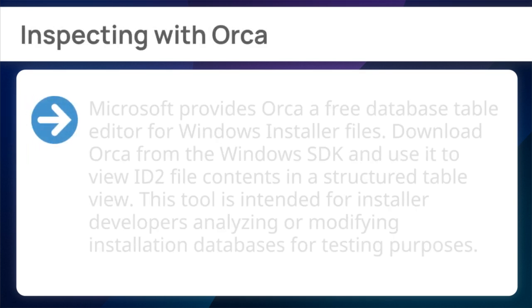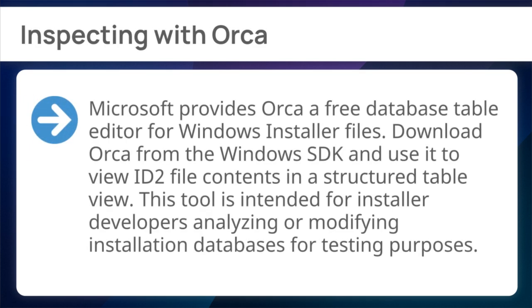Next, inspecting with Orca. Microsoft provides Orca, a free database table editor for Windows installer files. Download Orca from the Windows SDK and use it to view ID2 file contents in a structured table view. This tool is intended for installer developers analyzing or modifying installation databases for testing purposes.